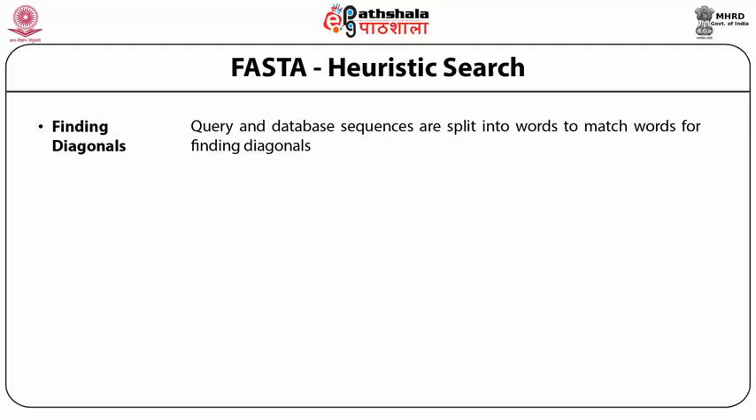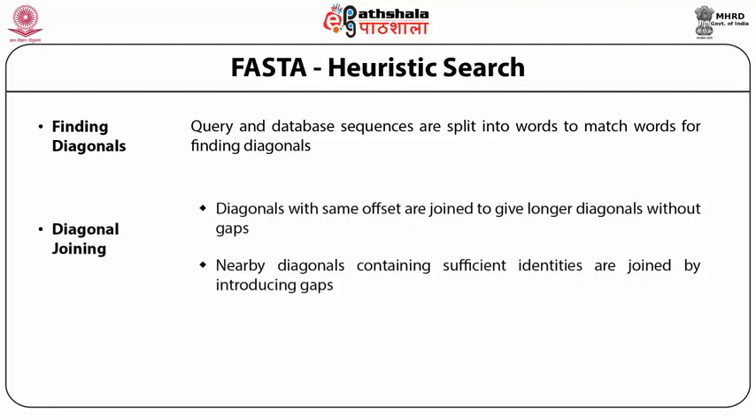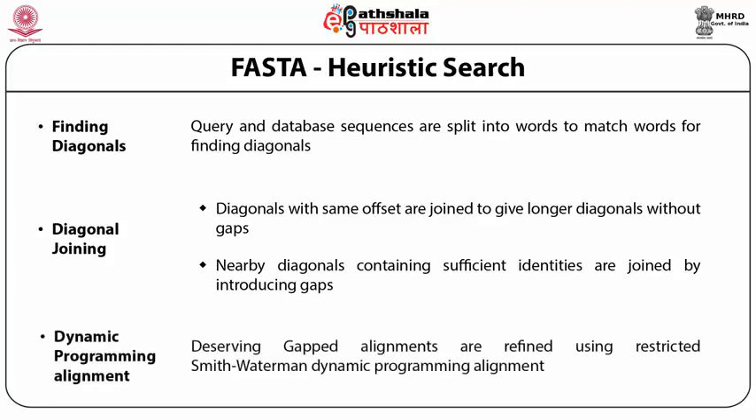The lists of words from the query and target sequences are compared, and the diagonal with the most matching words, that is, dot plot diagonals, is taken as the region most likely to contain the best alignment between two sequences. Matching words on the dot plots with the same offsets are joined to give longer diagonals but without introducing gaps. Nearby diagonals containing sufficient identity are used for restricted Smith-Waterman dynamic programming alignment.